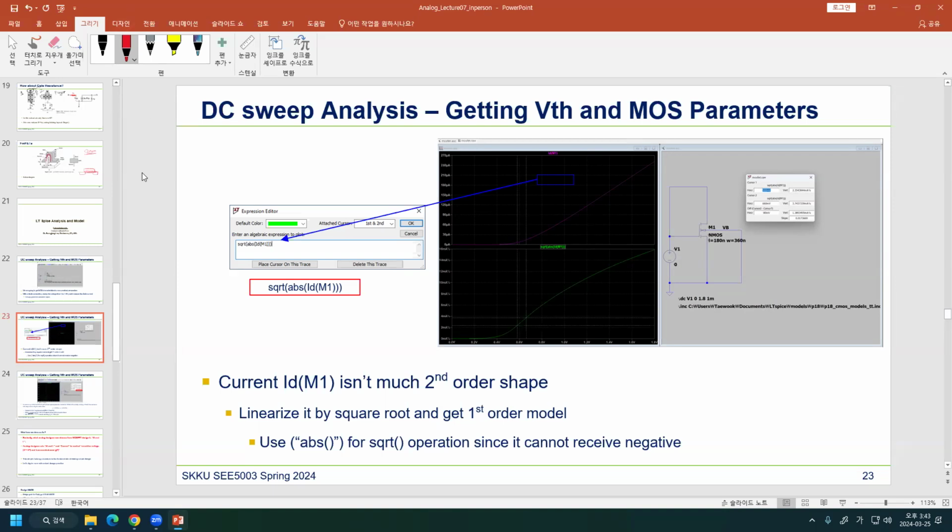I'm sorry. Can you just take a look? Can you look at here? So the reason why we use this square root is that, what's our current equation? Right. So we're just taking the square root of ID to get, let's say just K times (VGS minus VTH), right? And then by using the linear equation, we can get this VTH.